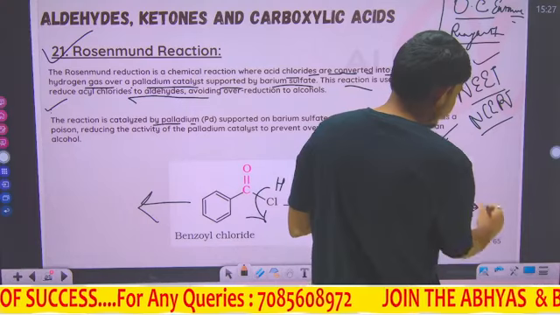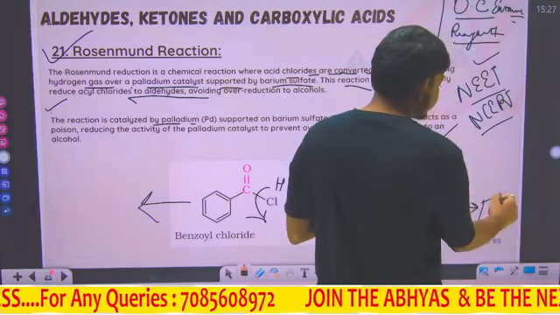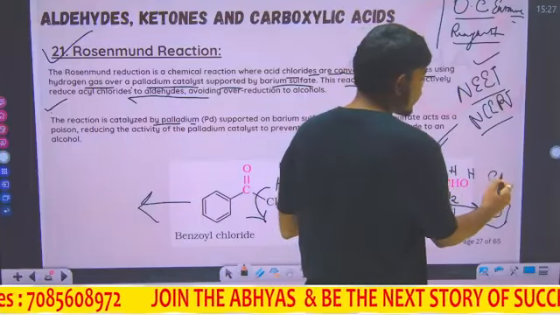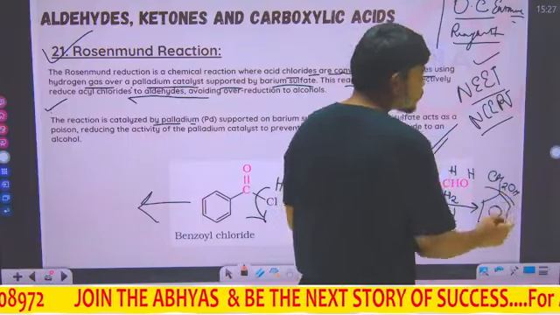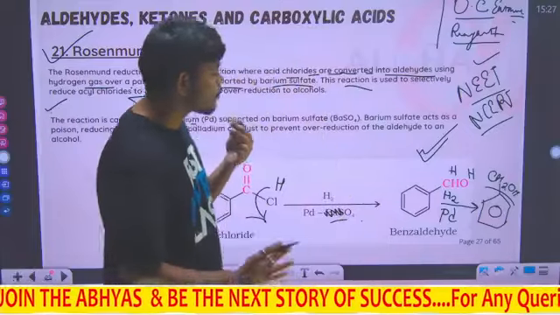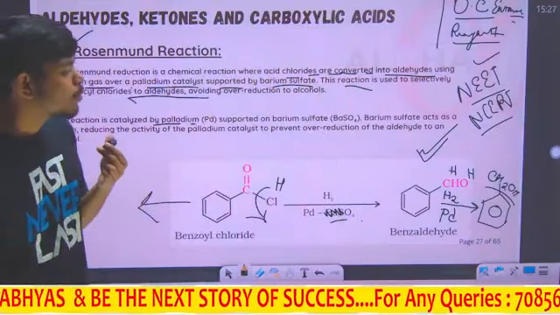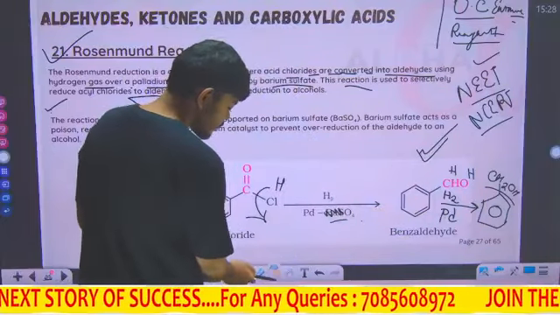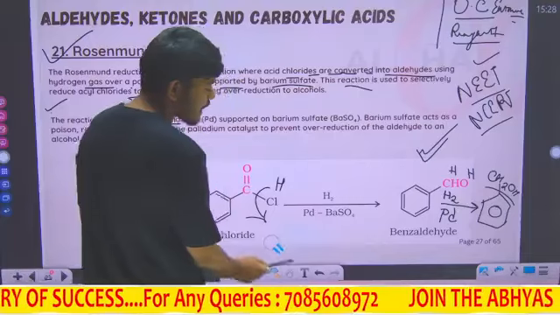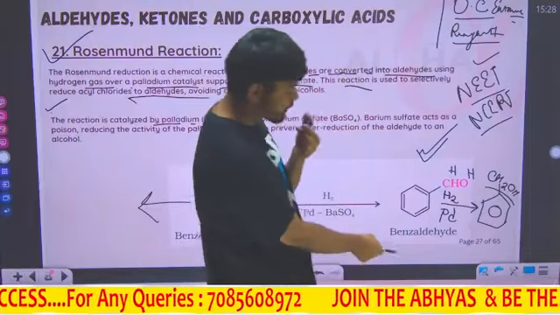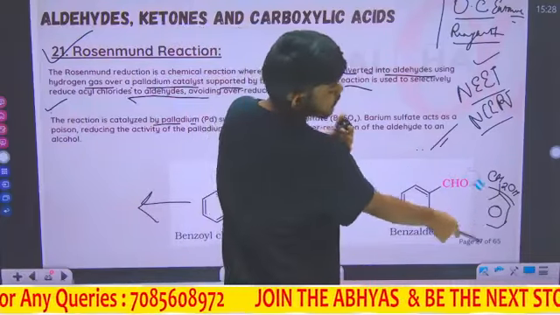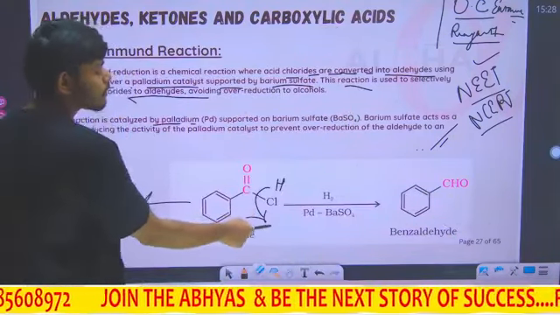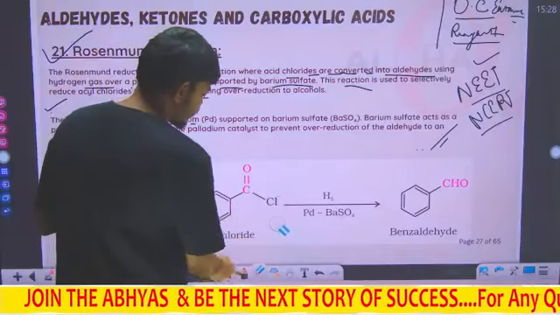Okay, it will reduce here. What it will do, it will add hydrogen here one and here one, so finally you will get CH2OH. You don't want alcohol, you basically want benzaldehyde, your aldehyde group. So to avoid this, we are using BaSO4. It's a poison, it just restricts the reaction up to this stage only. No further reduction, no over reduction, nothing. So Cl will come out and H will be introduced.